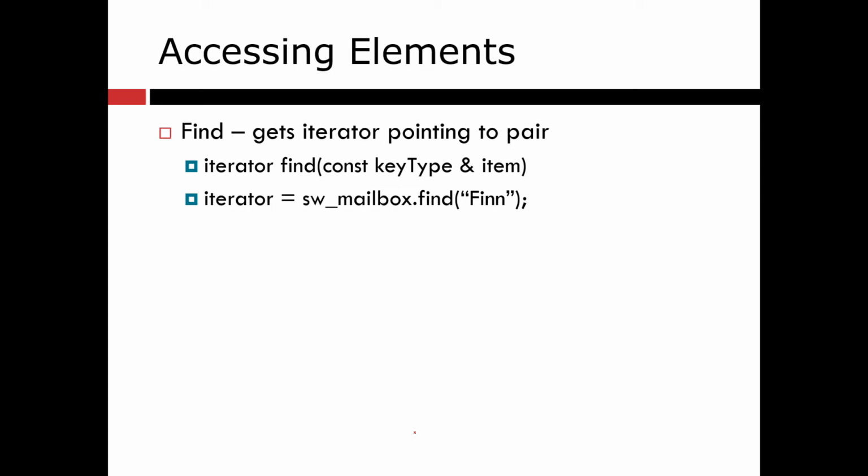Okay. So obviously, if we're doing this associative container, we definitely want some find operator. This is going to get us an iterator that is pointing to the pair in question. So this is the same thing where we only need to pass in the key. We don't need to pass in the value. So we can pass in the key that we are looking for. So in this case, Finn. And we're going to get back an iterator that's going to be pointing to the pair that is keyed with Finn. So that will allow us to then access the value as well.